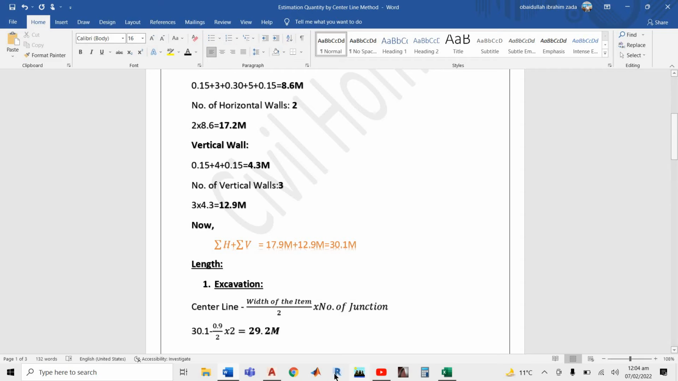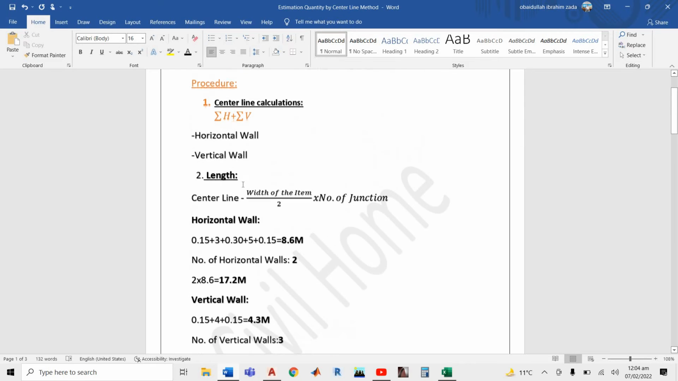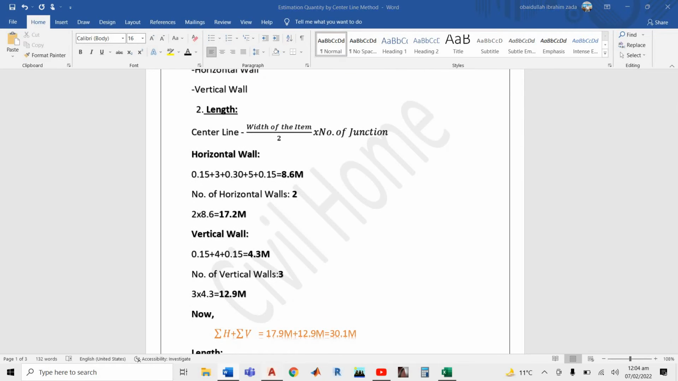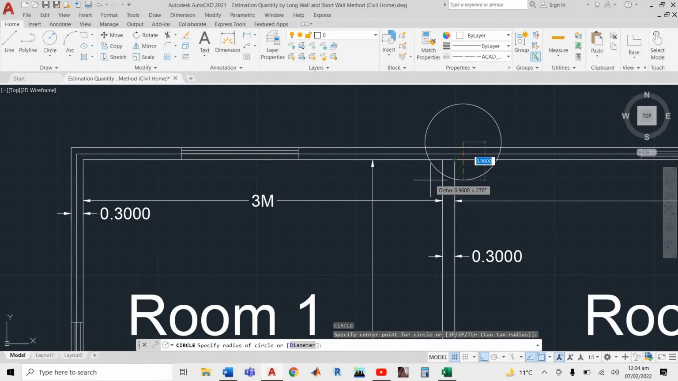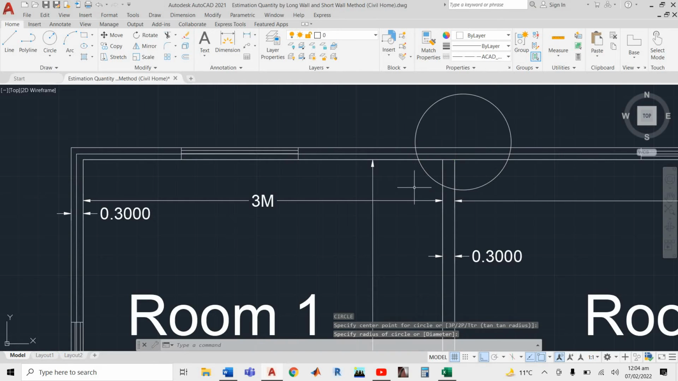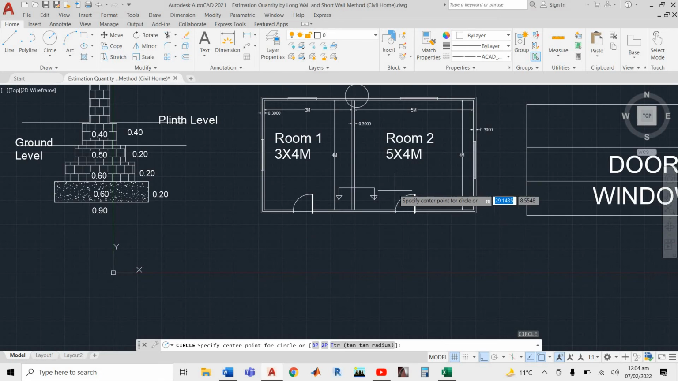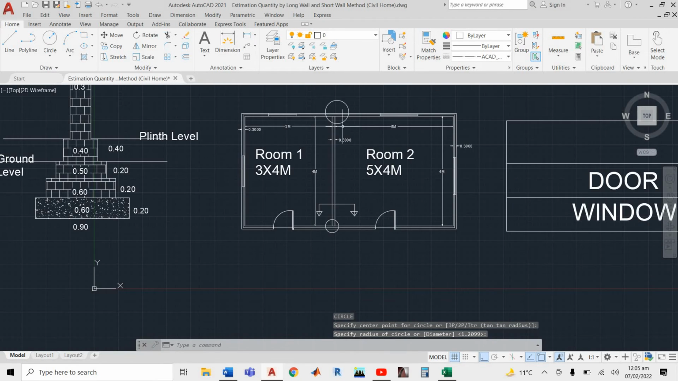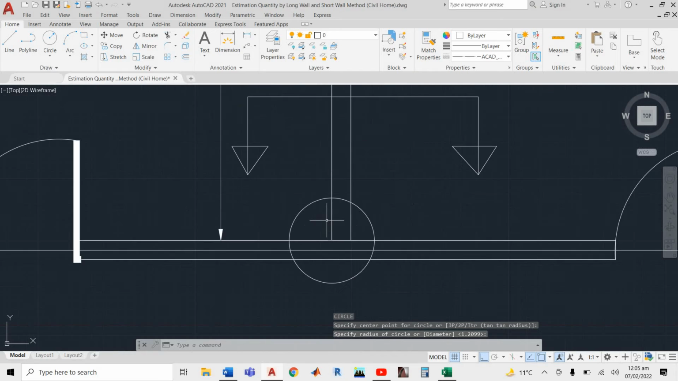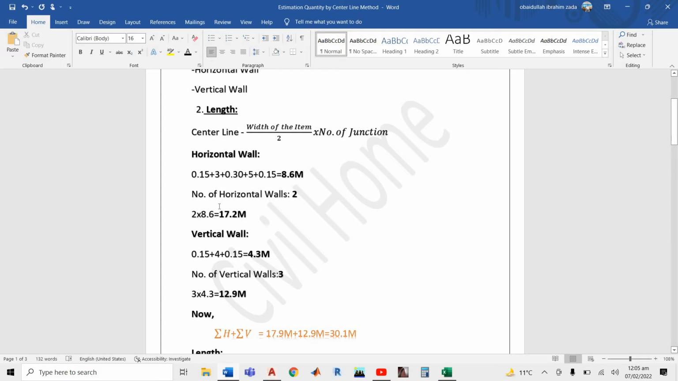How many junctions do we have in here? One junction we have in here, and another junction we have in here. One junction here, another junction here. So we have two junctions. So how can we find the length?